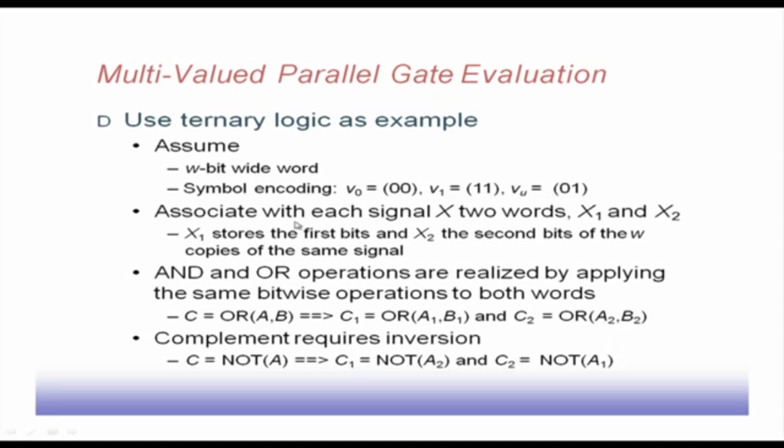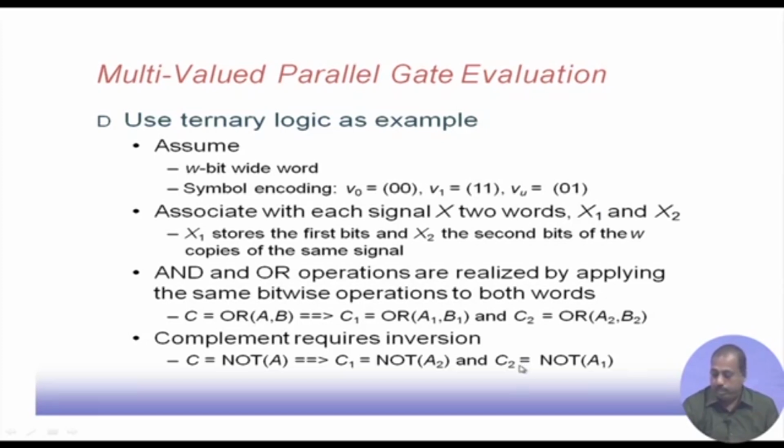What we do is, for each signal x, we have two words x1 and x2. x1 stores the first bits and x2 stores the second bits of the W copies of the same signal. So we have this x having two words x1 and x2. Now, the AND and OR operations are implemented like this: C equal to OR of A and B, where the C1 part is computed as OR of A1 and B1, and the C2 part is computed as OR of A2 and B2. Complement is reversed: C1 is computed as NOT of A2 and C2 is computed as NOT of A1.